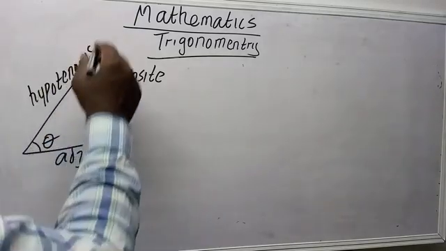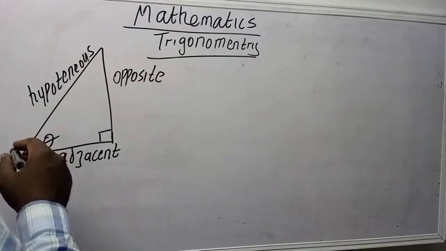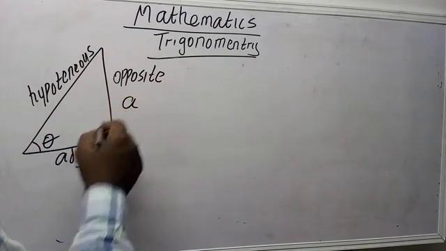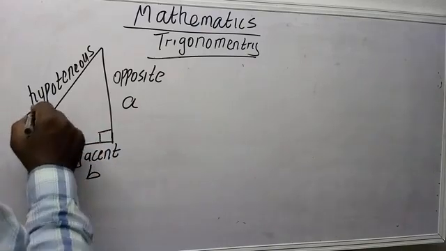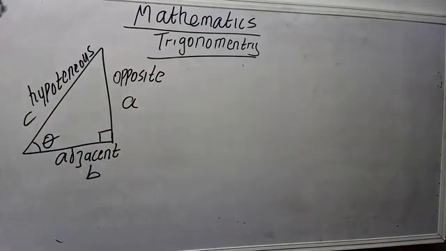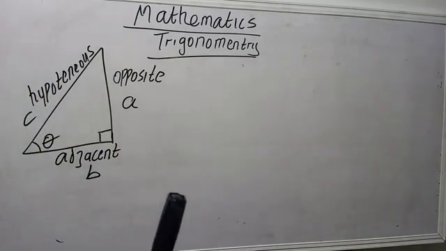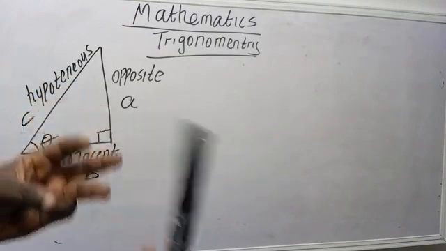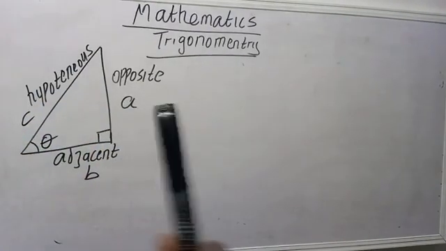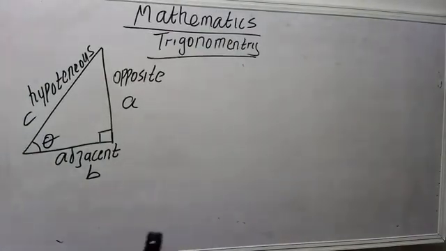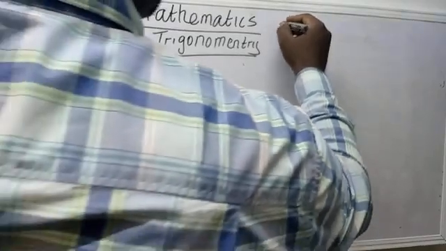Now, let's name the angles. Let's say this is A, B, and C. Now, in solving trigonometry, we have three words which will enable us to solve any questions on trigonometry. And the three words are SOH, CAH, TOA.